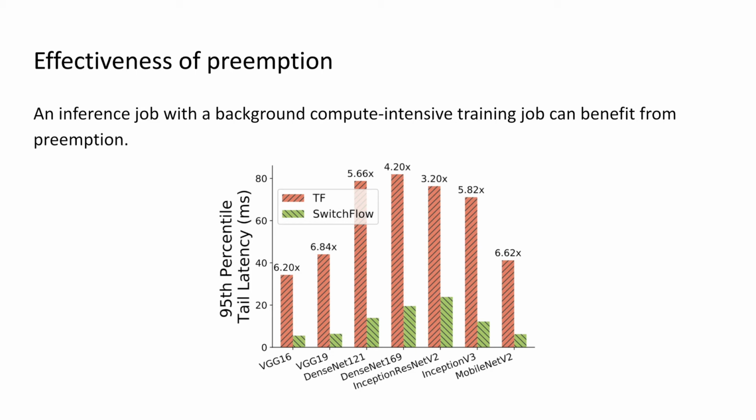This figure shows the 95th percentile tail latency of inference when co-run with the background jobs. The background training job is ResNet50. The conclusion is that without a preemption mechanism, all jobs with high priority are severely delayed.